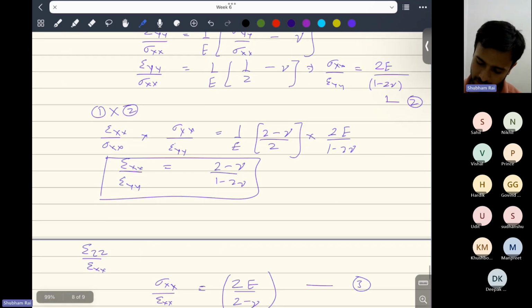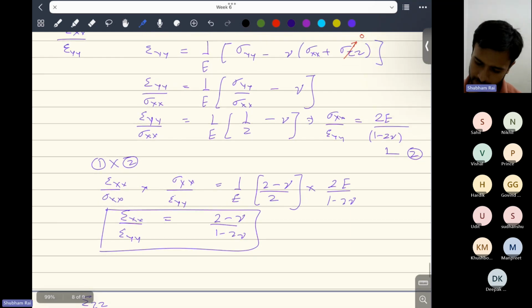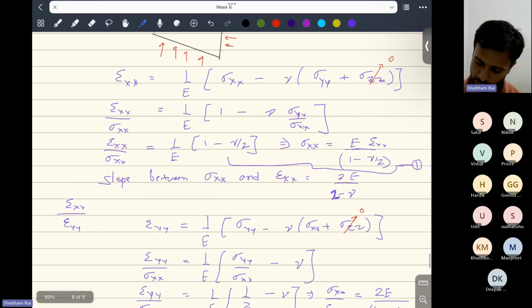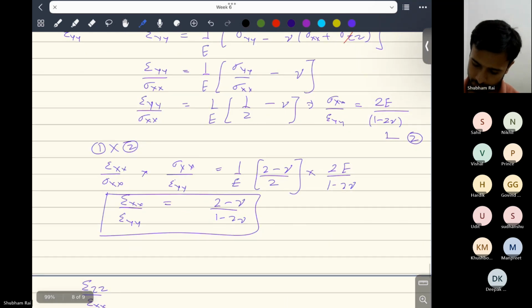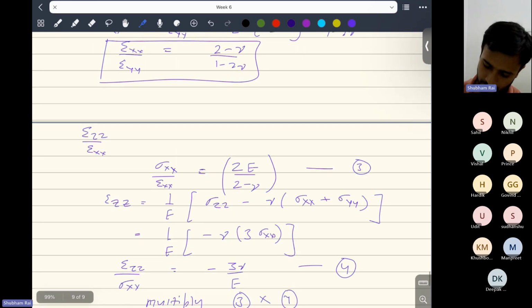And then when I'm multiplying, epsilon xx over sigma xx. So that is 2 minus mu by 2 e. And then we have sigma xx over epsilon yy. We have 2 e over. So yeah, this is fine. It's correct.